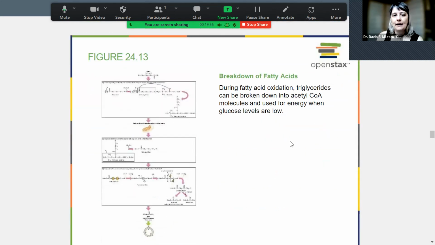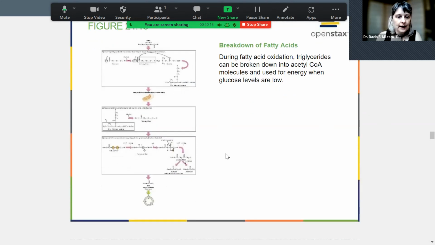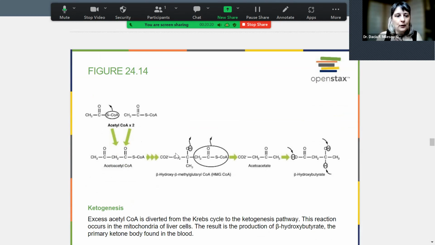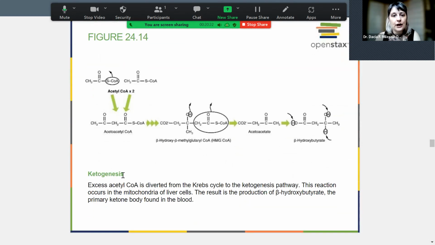All right, so how do we break down the fatty acids? The triglycerides can be broken down into acetyl-CoA, and it's used for energy only when glucose levels are low. So this is what happens like during a diet per se, right? Your glucose levels are low, you're not eating, you're counting your calories, and so now you're burning the fat, okay? And so this is an example of fatty acid breakdown. So when you break down fatty acid and you go into ketogenesis, you're actually doing yourself a favor by breaking down other stored possible molecules, including proteins.